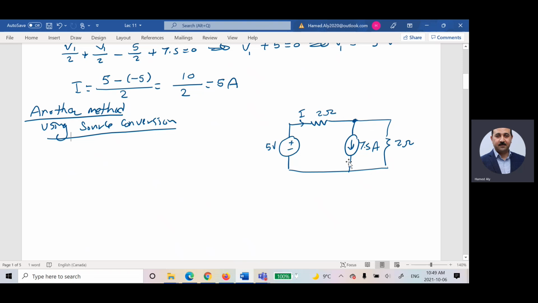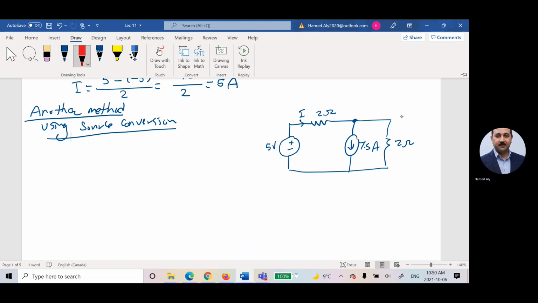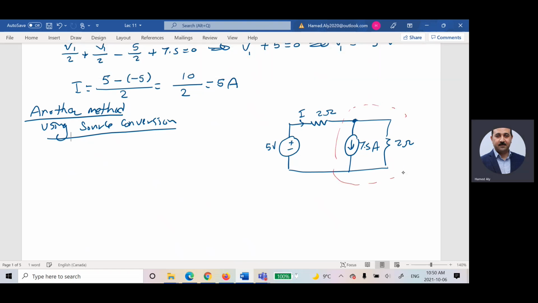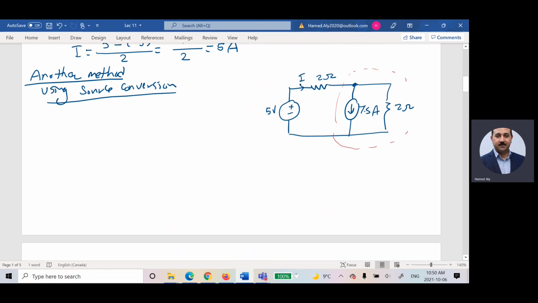I will convert this guy because I asked you to calculate the current for this one. So if you try to convert this guy to this guy, I will convert it to a voltage source. My friend is saying that by converting this guy to a voltage source, we will have only one loop and it will be very easy to calculate the current. If you do that, what will you have?